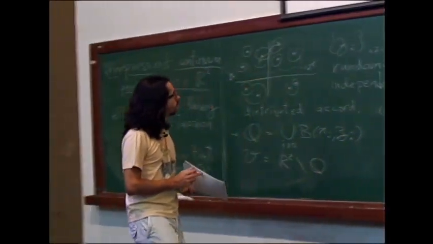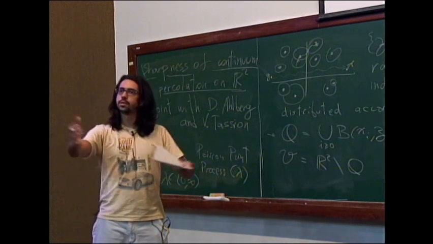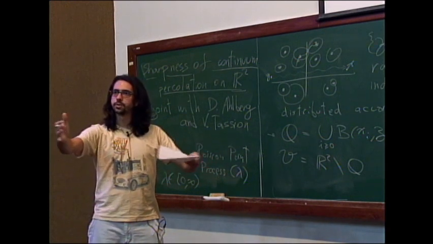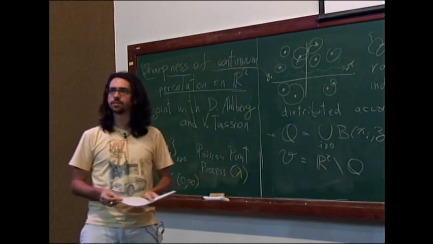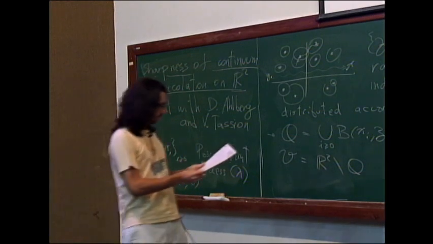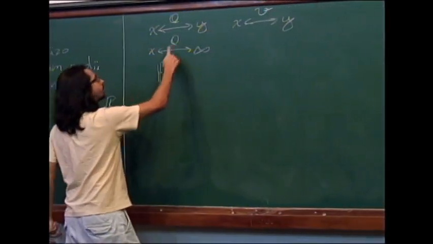So it's impossible for 2 unbounded components to live in peace together. They will merge or they'll die. They have to choose. And since we are probabilists, we want to understand the probability of such events.